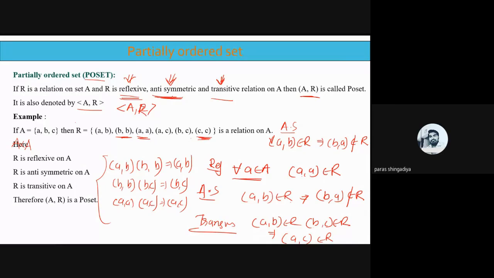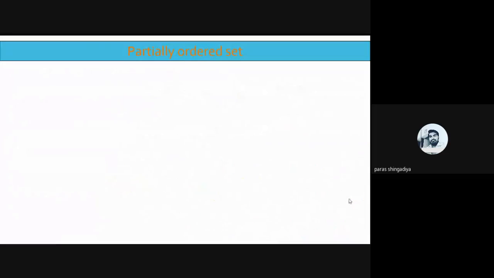Just check reflexive, which we already know how to check. Transitive is familiar to us. And the third one is antisymmetric. The condition of antisymmetric is: if (A, B) belongs to R, then (B, A) should not belong to R. Now let us take one example.